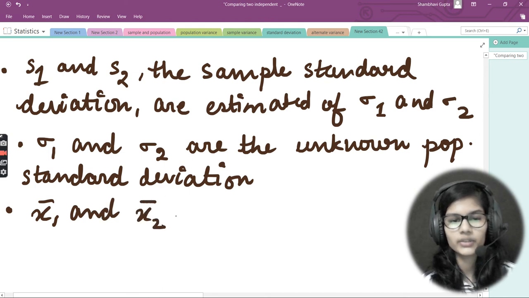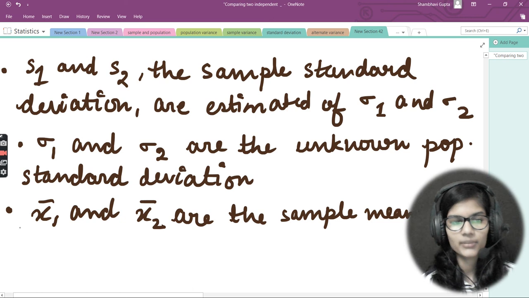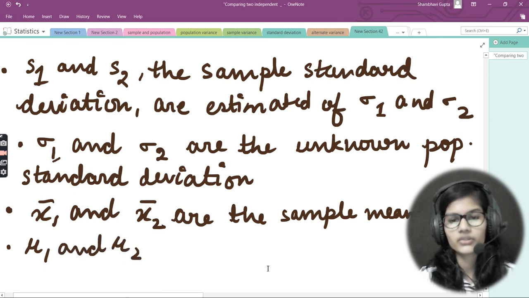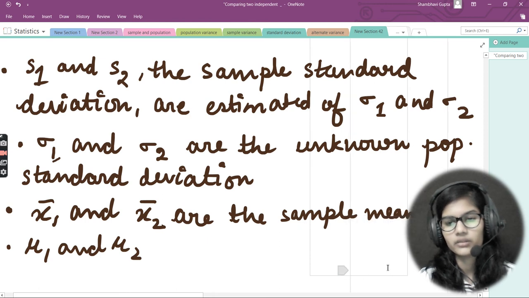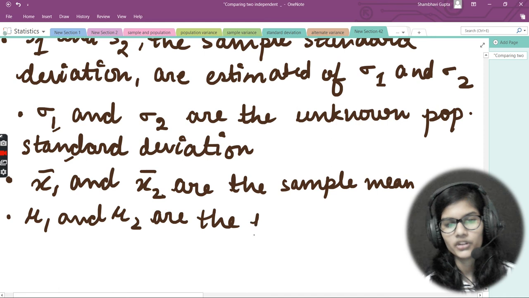So what are these x1 and x2 bars? These are the sample means. Okay, and mu1 and mu2, I will just put out here. Let that be mu1 and mu2. Let me now just come down a little bit. So mu1 and mu2 are basically the population mean.